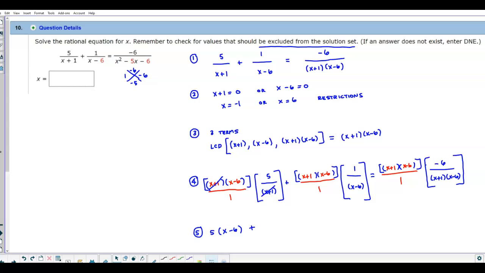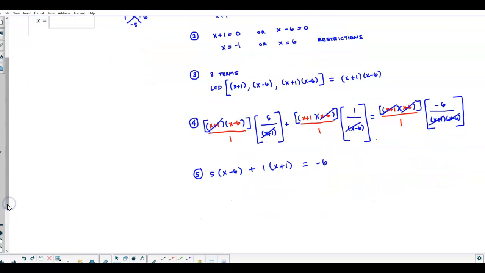Plus, in the second term, we can eliminate the x minus 6. So we're going to have 1 times x plus 1. And then on the other side of the equal sign, we can eliminate the x plus 1 and x minus 6, and then what's left is negative 6. So now we can go ahead and solve. So we're going to distribute the 5 to get 5x minus 30. If we distribute the 1, we get x plus 1 equals negative 6.